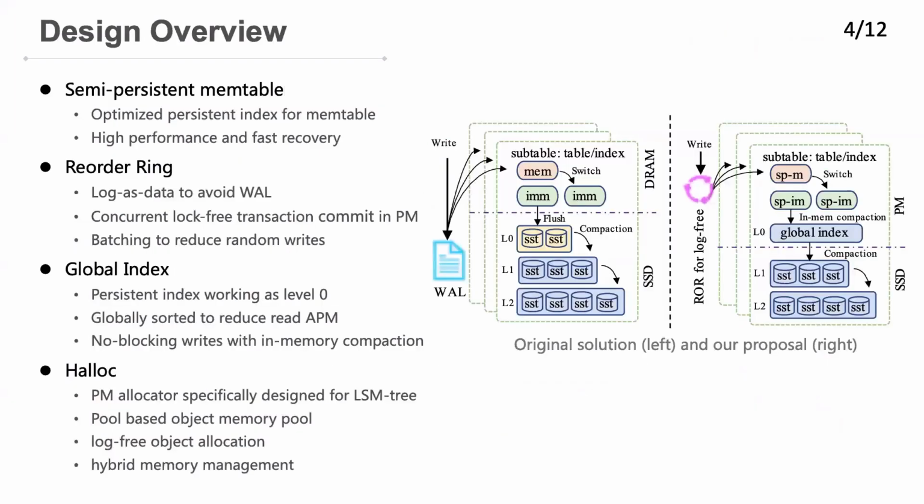Addressing these questions, we designed 4 components: the semi-persistent Memtable to achieve high performance and fast recovery, the Reorder Ring to achieve log-free transactions, the global index to achieve a globally sorted index as a new level 0 in LSM-tree, and the specifically designed PM allocator to achieve efficient persistent memory allocation. Next, I will give the design details for each component.